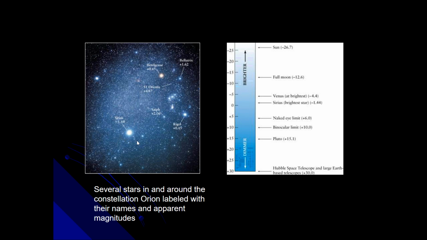We can see plus 10 with binoculars. Notice Pluto is plus 15. That means you cannot see Pluto with the naked eye or with binoculars. You would need another telescope for that.